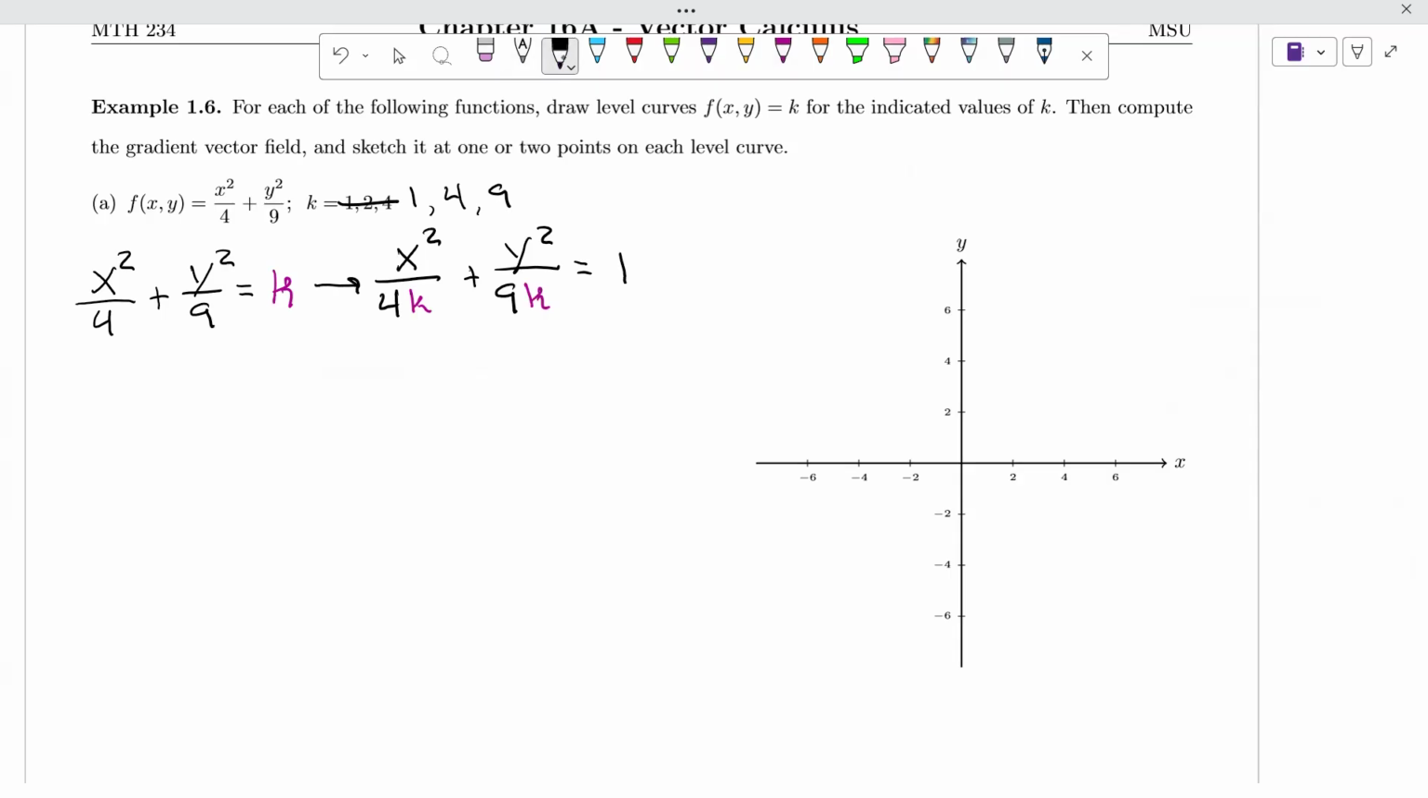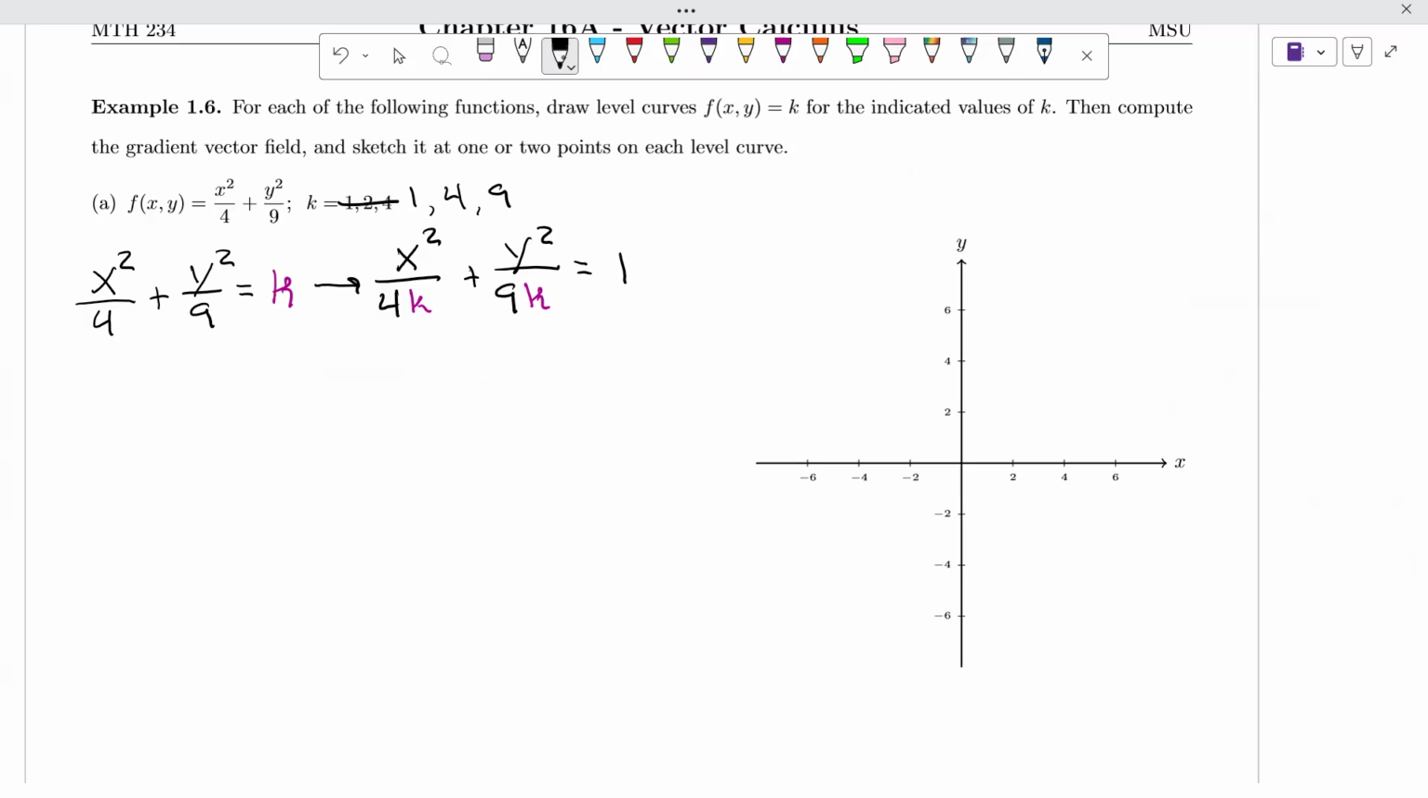I'll just divide the k over. Since often when we looked at ellipses, we wanted to have their equation set equal to 1. That way the denominators of my two square terms, x squared over something plus y squared over something, will give me the semi-minor and semi-major axes of the ellipse.